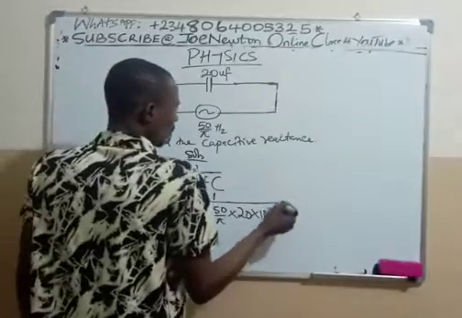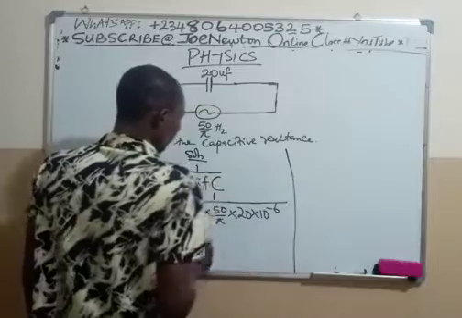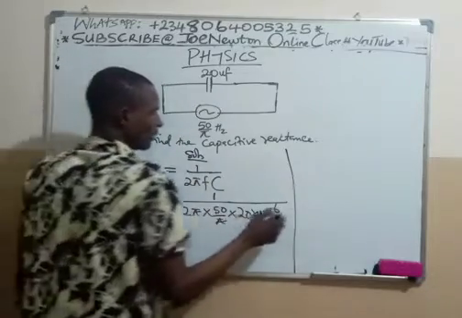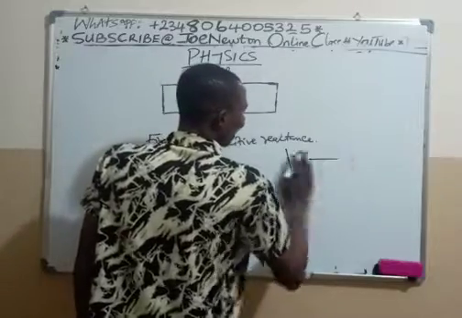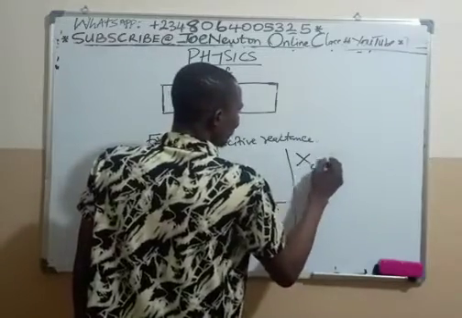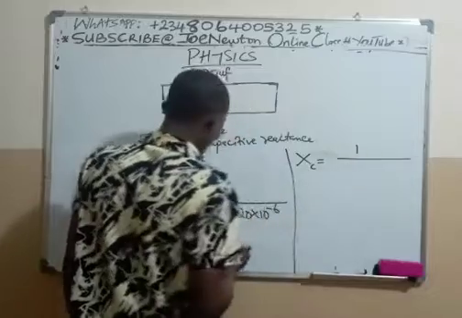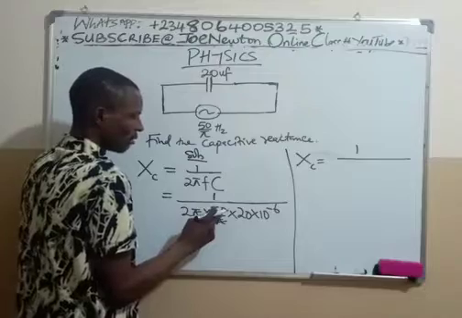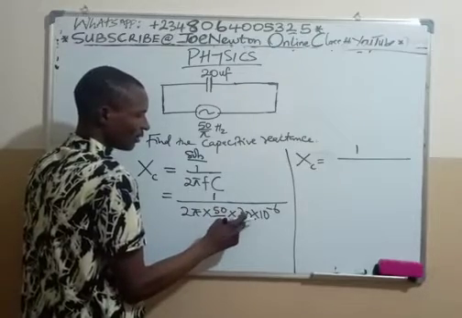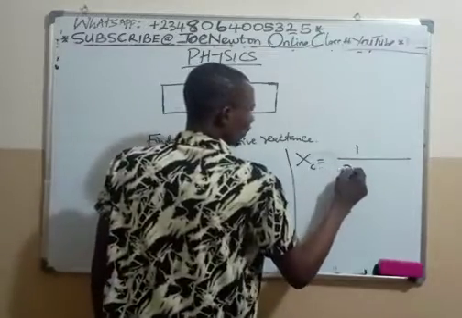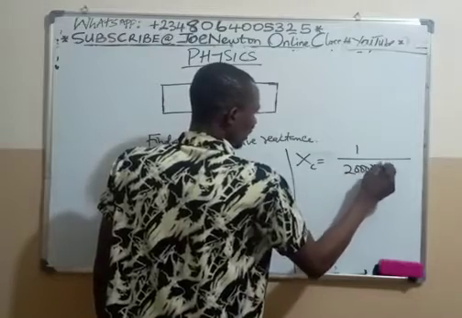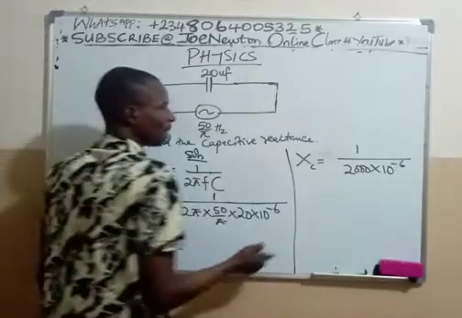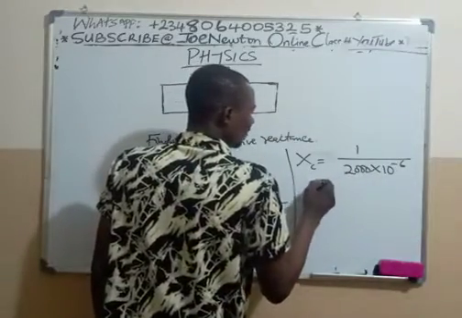Evaluating this, pi cancels pi here. We are left with XC equal to 1 over 2 times 50, which is 100. 100 times 20 we get 2000. So 1 over 2000 times 10 raised to the power minus 6. That's what we get, because pi has cancelled pi.